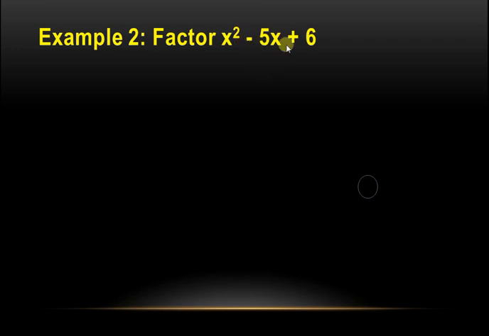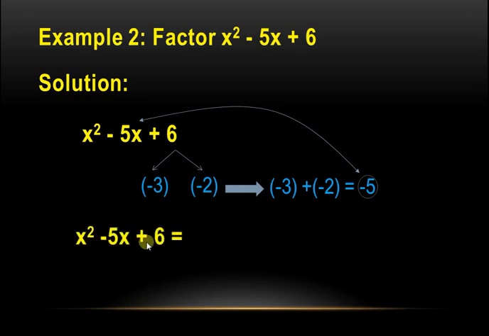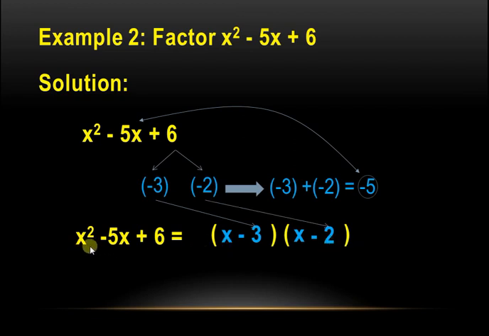Let's have another one. Factor x squared minus 5x plus 6. We're going to use the same technique. We're going to find the factors of 6 that will give us negative 5. That is negative 3 and negative 2. So when you add these two, that is negative 5, which is the middle term. So x squared minus 5x plus 6 factors will be the first x and then the minus 3 there, the second x and then minus 2 there. So this is the factor of x squared minus 5x plus 6.